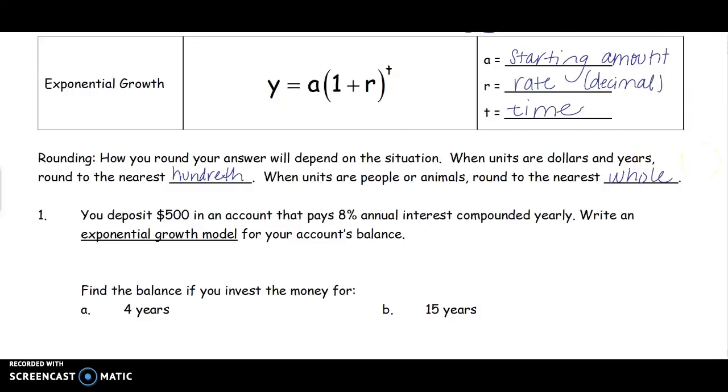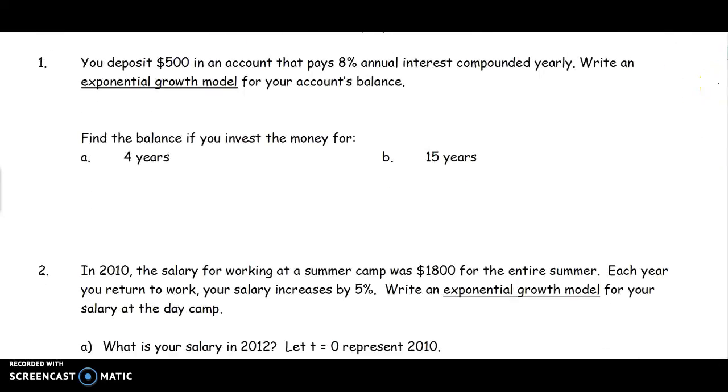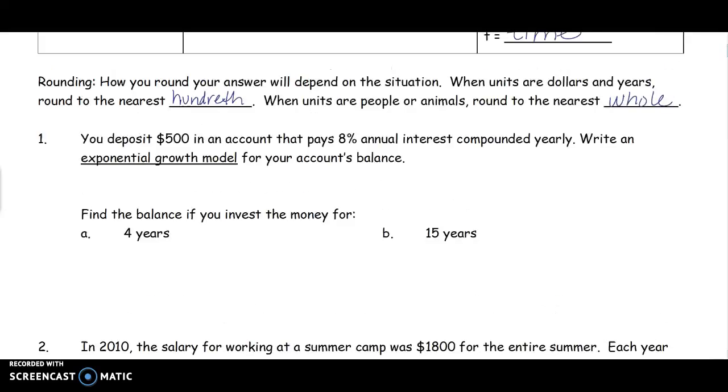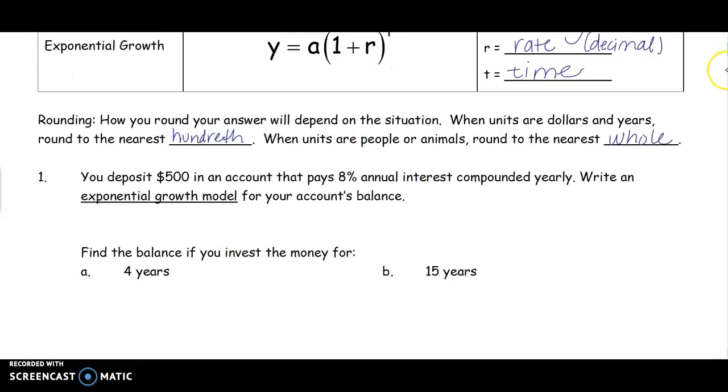So your first example is you deposit $500 in an account that pays 8% annual interest, compounded yearly. Keep that equation up. Write an exponential growth model for your account's balance. Well, you have to find two things: how much you start with and your rate. So A is our starting amount, and that is 500. Since it's growth, you would say 1 plus your percent, and 8% as a decimal is 0.08, raised to the t power. Time is going to vary.